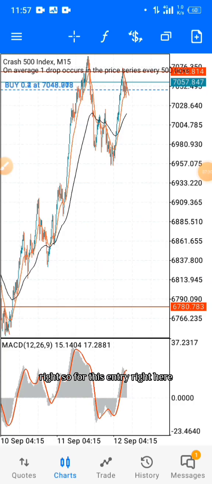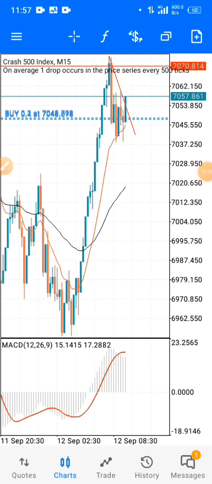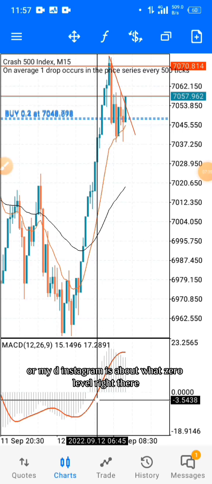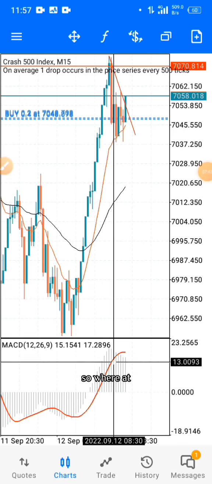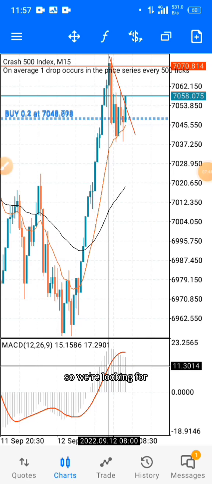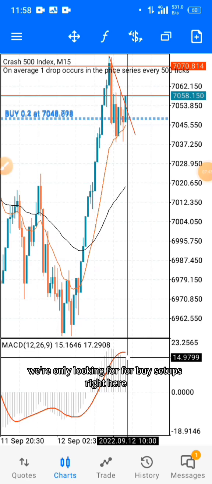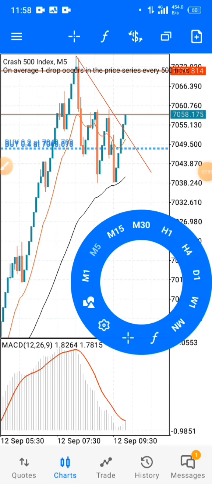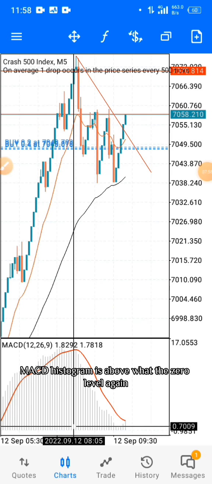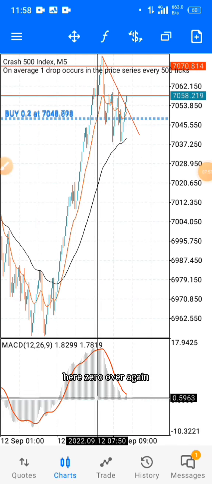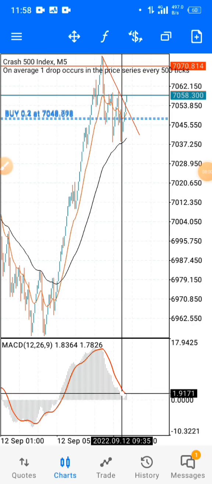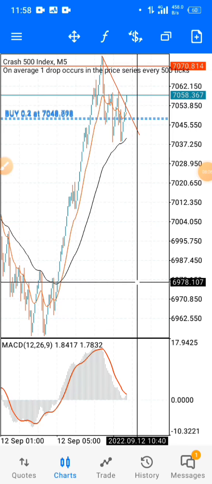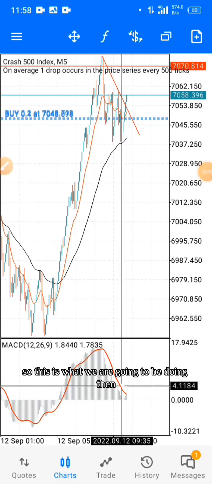So for this entry right here, as you can see, on the M15, the 15-minute time frame, our MACD histogram is above the zero level right there. So we're only looking for buy setups right here. And then as you can see, on the M5 time frame, our MACD histogram is above the zero level again. It forms a trough right here. So we could actually hold this trade for a while longer, right? So this is what we're going to be doing.